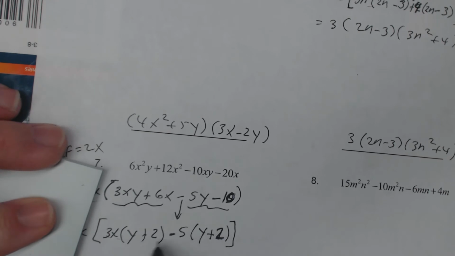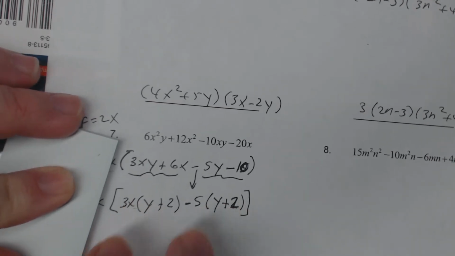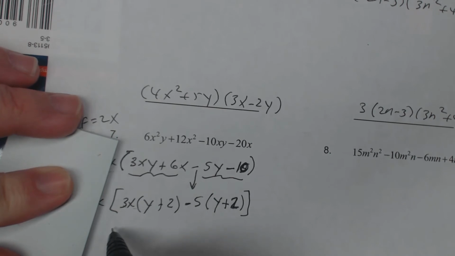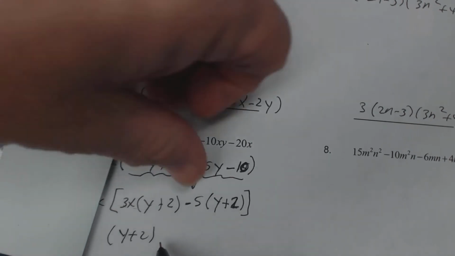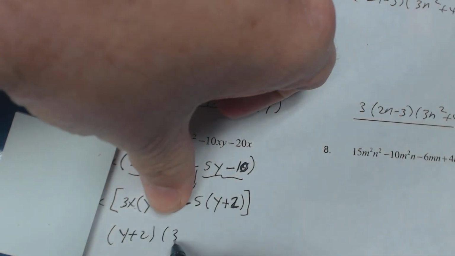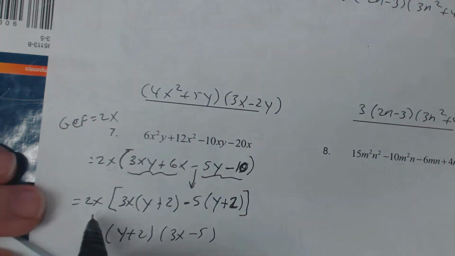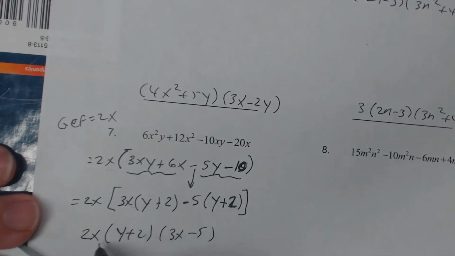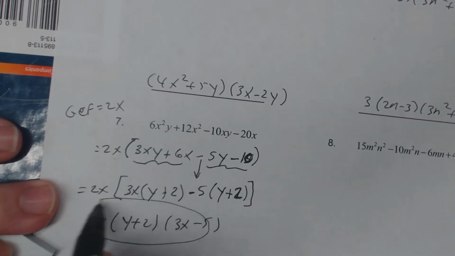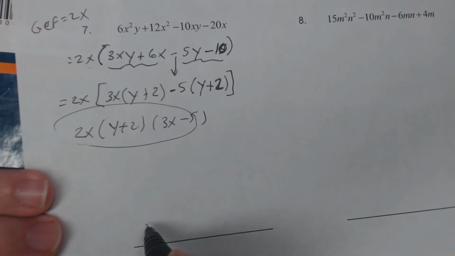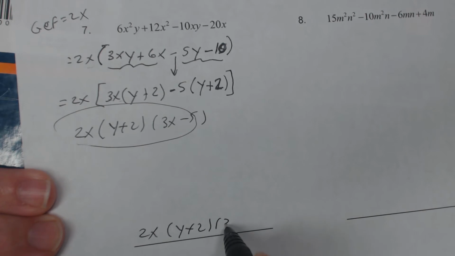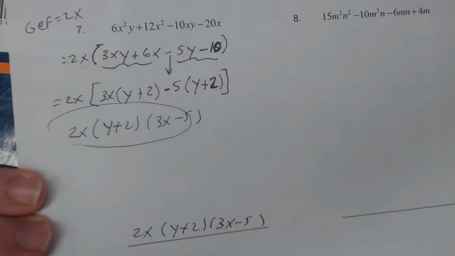And so now from these two groups here, this group and this group, I can factor out a y plus 2. So I get y plus 2. So if you factor out a y plus 2 here, you're left with 3x. Factor out a y plus 2 here, you're left with minus 5. But don't forget, you got to have the GCF in your answer. So there's your answer right here. Just rewrite it. You get 2x times y plus 2 times 3x minus 5.